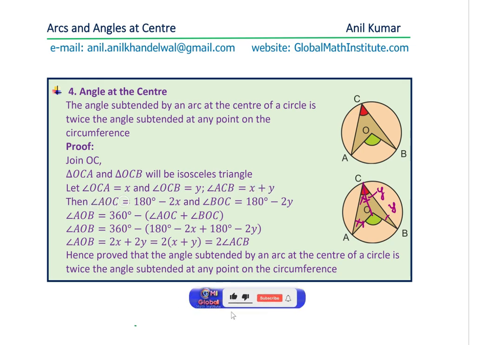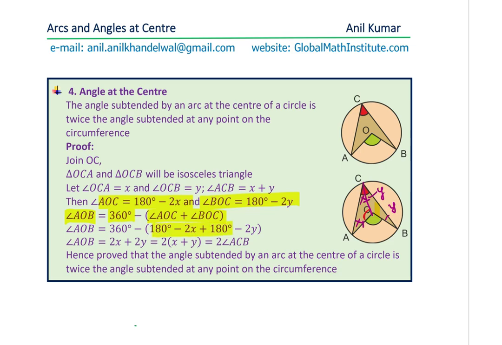Now, what is angle AOC? AOC is the angle which we are talking about, which is right there at the center. So this angle AOC is 180 minus 2x, correct? On the other side, the angle BOC is 180 minus 2y. Perfect. So the central angle, which we are interested in figuring out, which is AOB, should be 360 minus the sum of the other two angles, since at the center, total angle is 360 degrees.